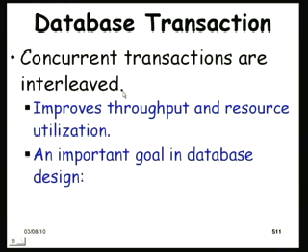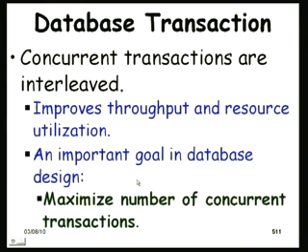Given that in any database we have transactions that are active at the same time, an important goal we can define for a database designer is to maximize the number of concurrent transactions. Why should we maximize the number of concurrent transactions? The idea is that if we maximize the number of concurrent transactions that the database can support, this will improve the throughput and also the resource utilization.